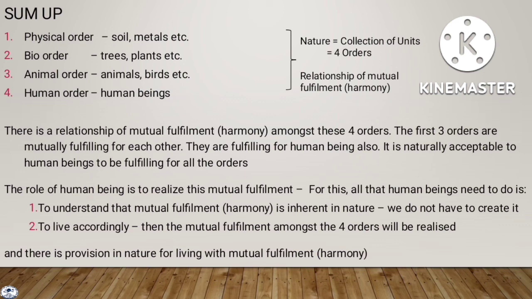To understand that mutual fulfillment is already inherent in nature, so we need not create it. We have to live accordingly. Then only the mutual fulfillment among all 4 orders will be realized. So we need to protect, preserve, nurture and do right utilization of the 4 orders in the nature.